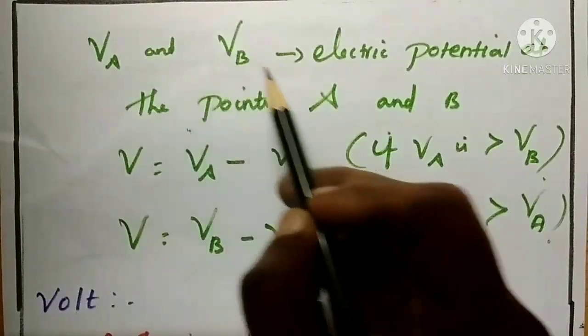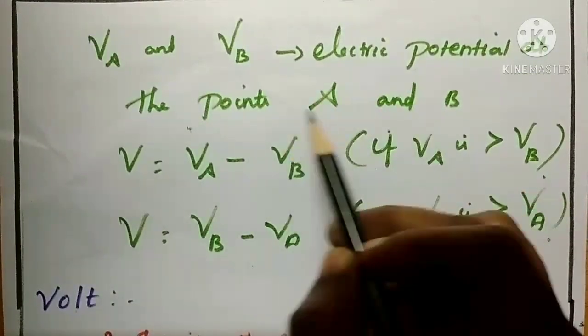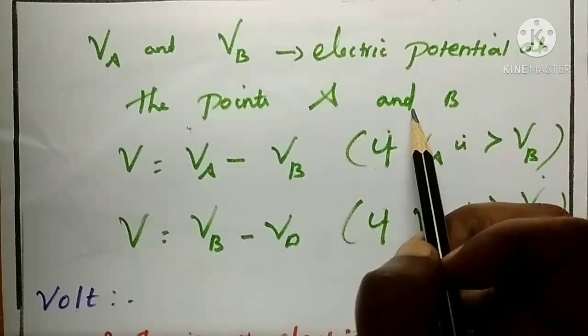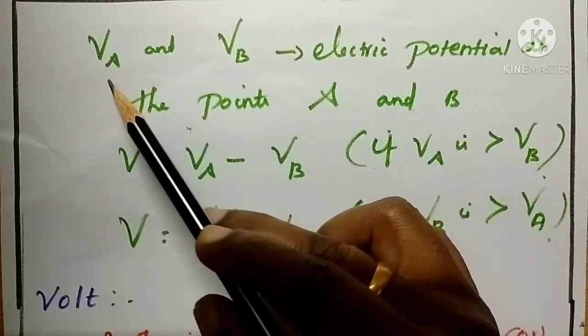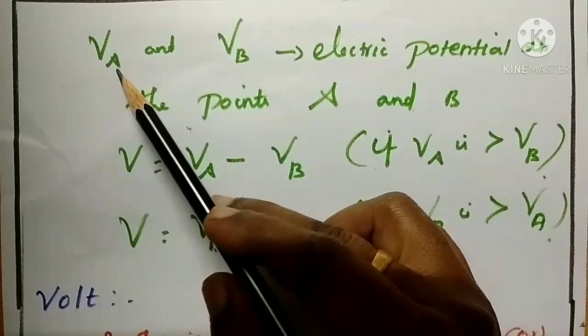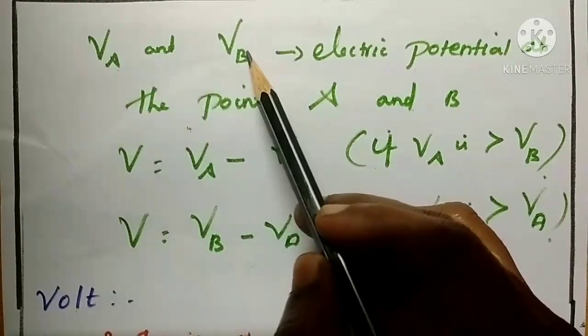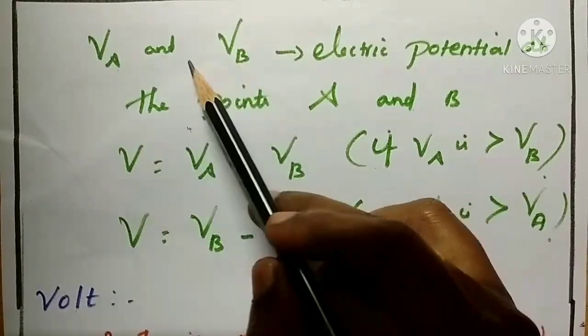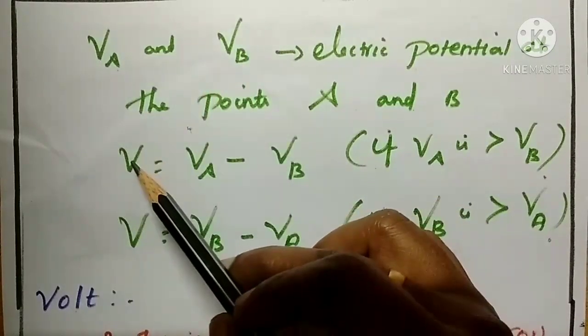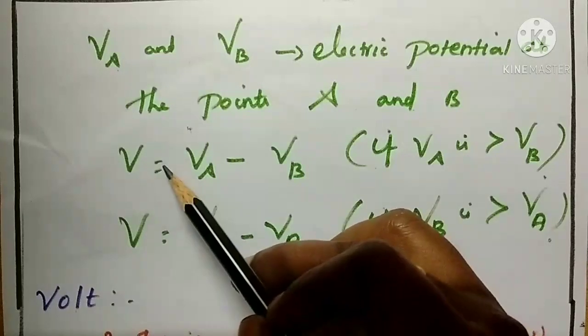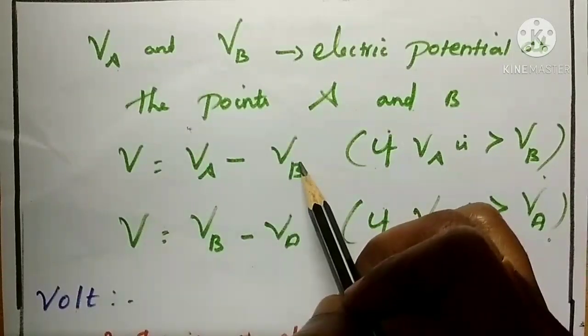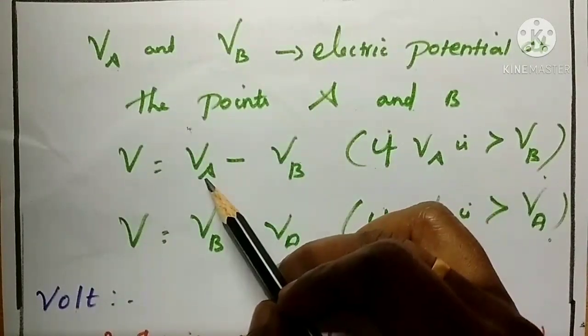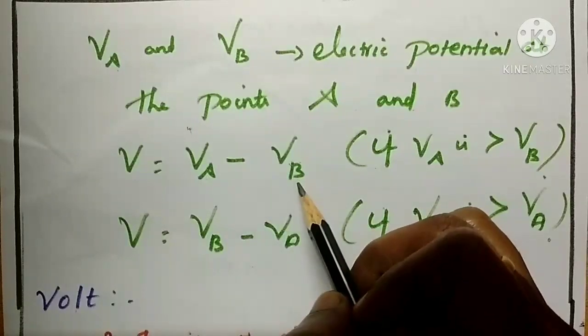Here VA and VB are the electric potential at the points A and B. In the above picture we take the potential at point A as VA, and the potential at point B as VB. Now how to calculate the potential difference? The total potential difference V is equal to VA minus VB, that is, the potential at point A minus the potential at point B.